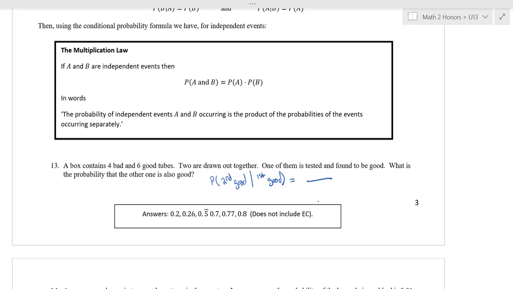Well, there's 10 tubes altogether, right? But one's already been picked. So now there's 9 tubes left. And there are 6 good tubes, but one of them has already been picked. So now there's only 5 left to pick from. So 5 out of 9.